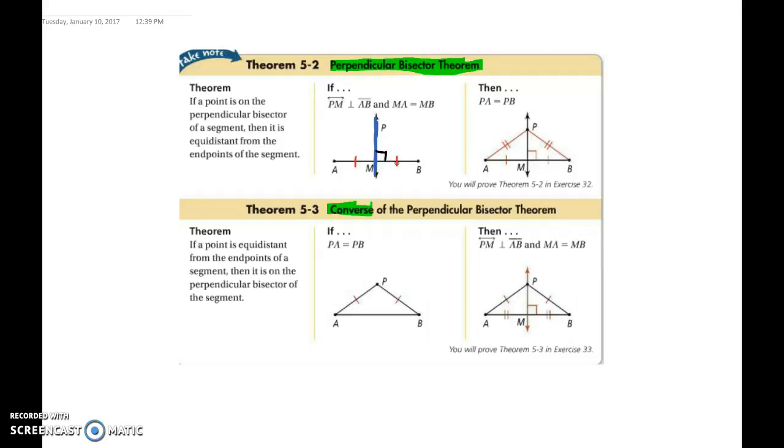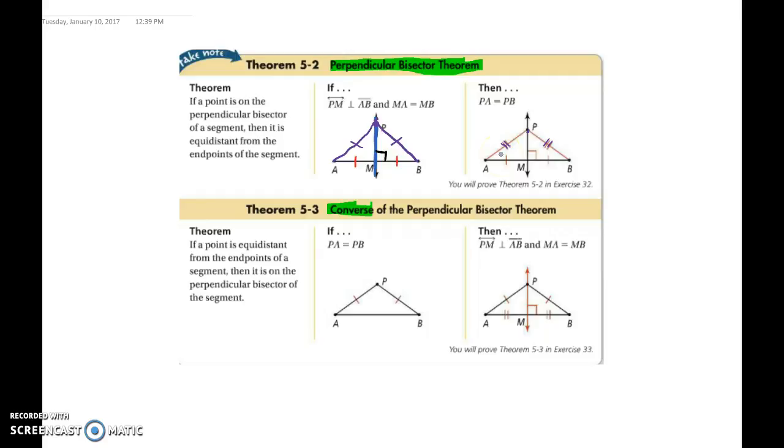So if we have a line that's a perpendicular bisector, then we know that the distance from that point P is the same to the two endpoints. So that means the distance from AP is the same as the distance from PB. Once we know that that line is the perpendicular bisector, then that point P is the same distance to A and B.